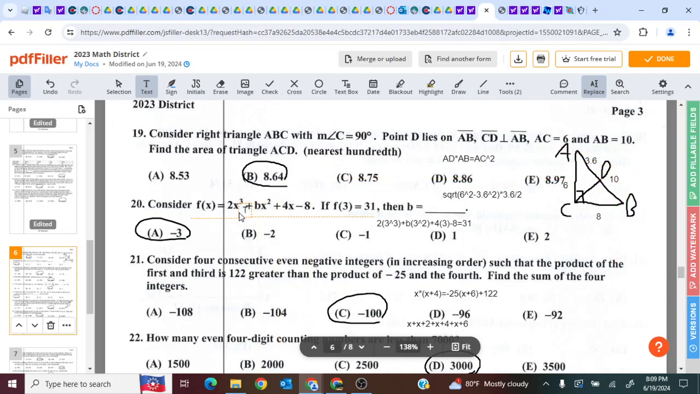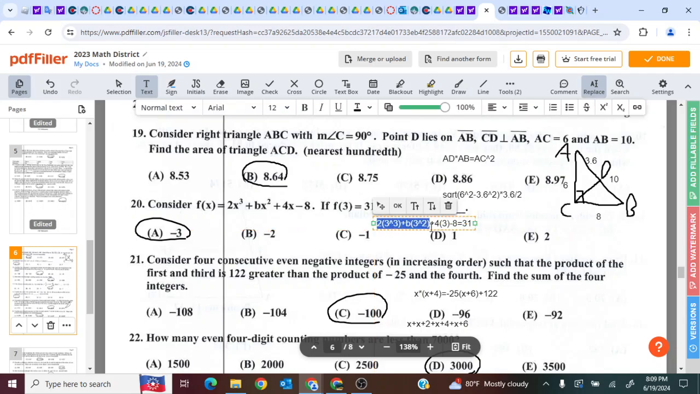Okay, 20, consider this equation right here. If f of 3 is 31, what is b? I'll simply plug in 3 for each x and solve for b. Into the EQ solver, do that. Each x value is 3, so do the corresponding math, and you get a b value of -3.